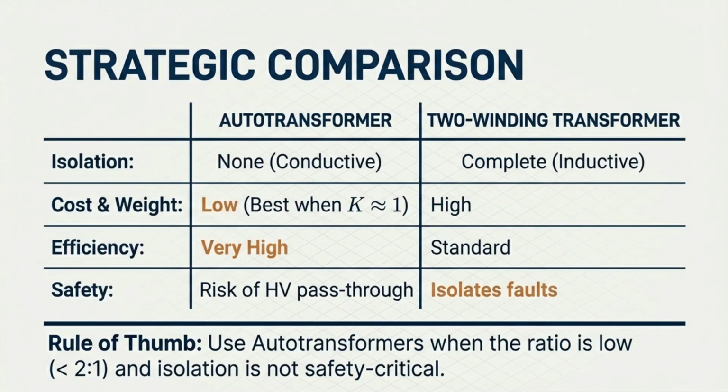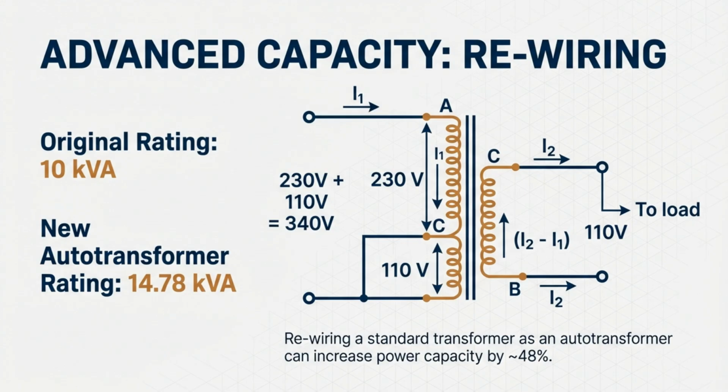For a strategic comparison, autotransformers have lower cost and weight, and higher efficiency, especially when K is near 1, but lack isolation, posing safety concerns for high-voltage pass-through. Rewiring a standard transformer as an autotransformer can significantly increase its power capacity. As shown, an original 10 kVA transformer can be re-rated to 14.78 kVA.